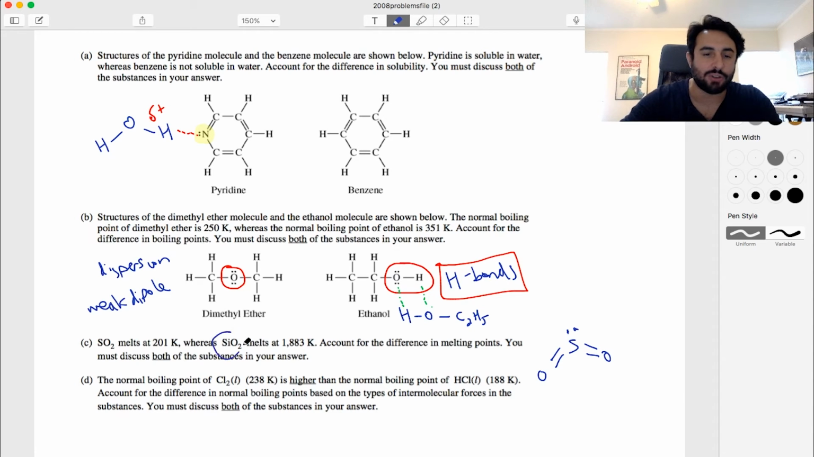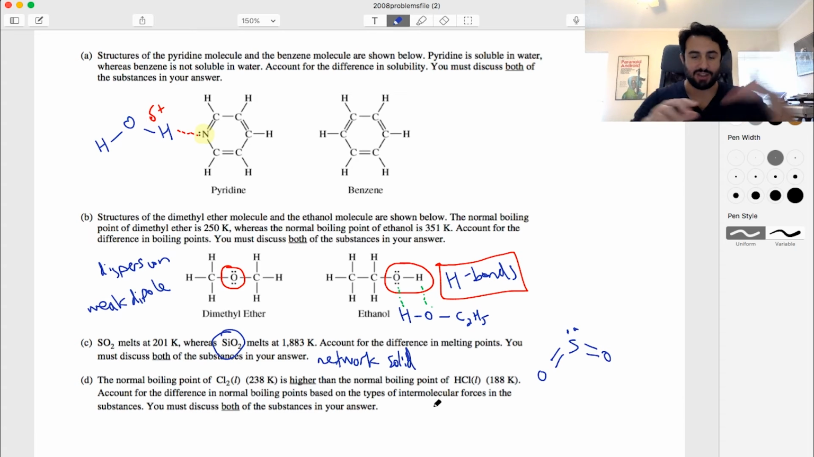But SiO2 is a network solid. We need to understand that this is not a discrete molecule the way SO2 is. We've got silicon and oxygen, and then silicon and oxygen again, a whole lattice of silicon and oxygen atoms that are covalently bound. So this is a network solid, and all of these covalent bonds are very, very strong.